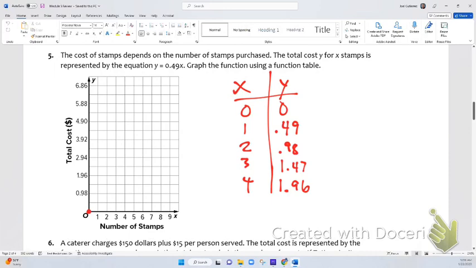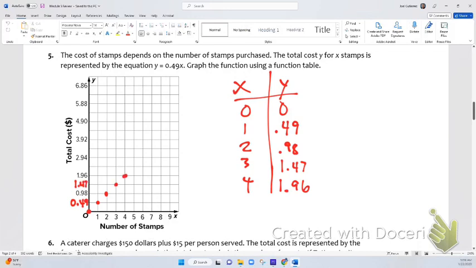So you'll notice here, one stamp is 49 cents, right? The first thing I asked first period to do is notice that it goes 0 on the left side, and then 0.98. So I told them, what's half of 98 cents? And they were like, oh, that's just 49 cents. So one stamp costs 49 cents. We said 2 stamps cost 98 cents according to my table. 3 stamps cost $1.47.